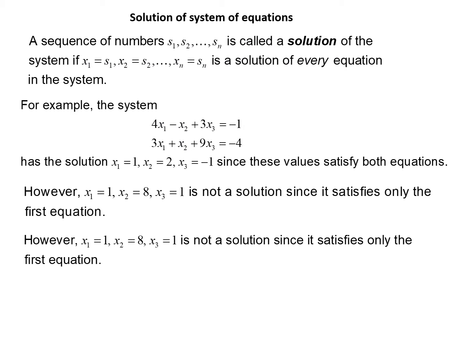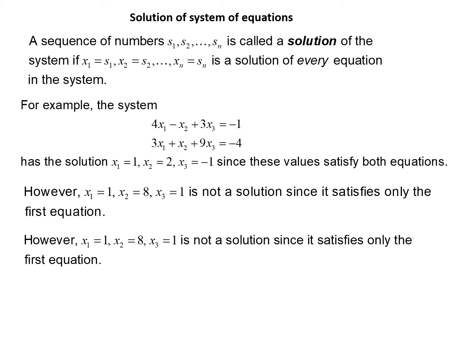For example, here we have 4x1 minus x2 plus 3x3 equal to minus 1 as the first equation. The second equation is 3x1 plus x2 plus 9x3 equals minus 4. So here we have a system of equations. If we replace the values x1 equal to 1, x2 equal to 2, x3 equal to minus 1, since these values satisfy these two equations, these values are a solution for the given system of equations.